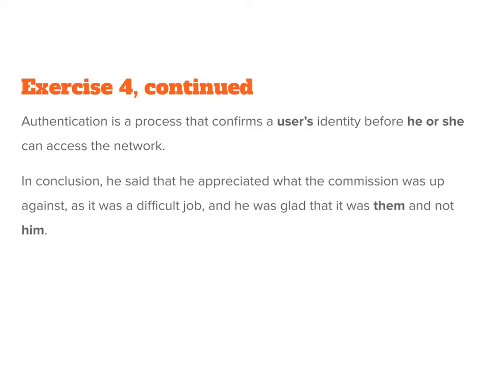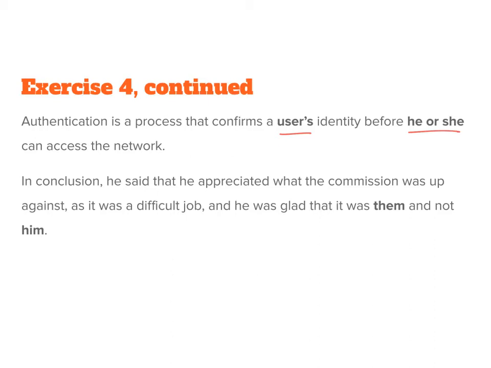So in the first example, the sentence: authentication is a process that confirms a user's identity before he or she can access the network. The rule of thumb is that a pronoun is supposed to match the referent when it's in the possessive case. So because user's is possessive, he and she, the pronouns, are supposed to also be possessive, except that you can't actually make them possessive because it would mess up the sentence. So the fix here is to take user's and make it not possessive.